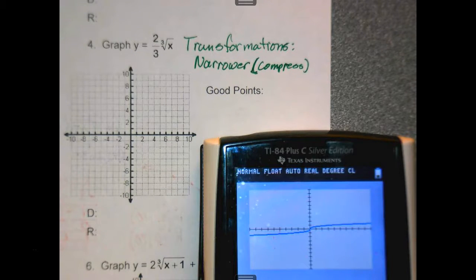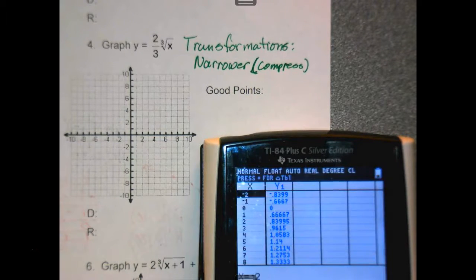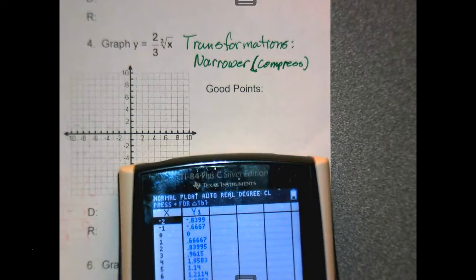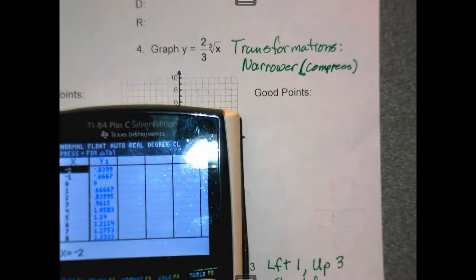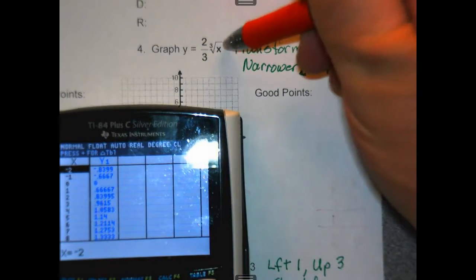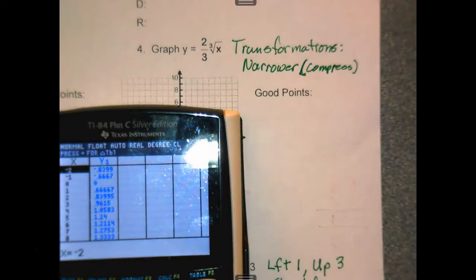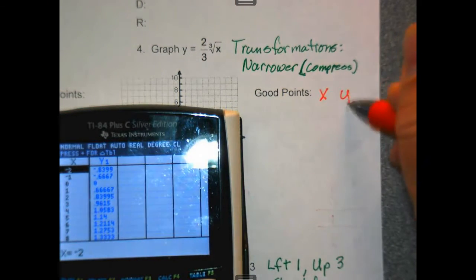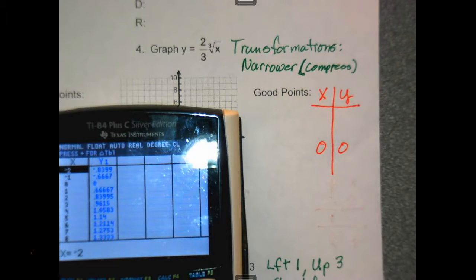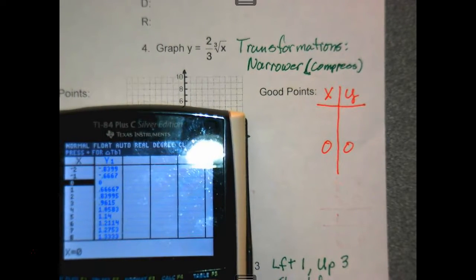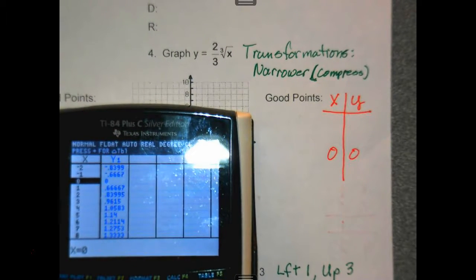Now I need some good points. Hopefully I get some whole numbers. Not always. So second graph to bring up my table. I know my HK here is what? My H, 0. My K, 0. So my HK is 0, 0. Practice right there. Can you guys see that? Okay, 0, 0.